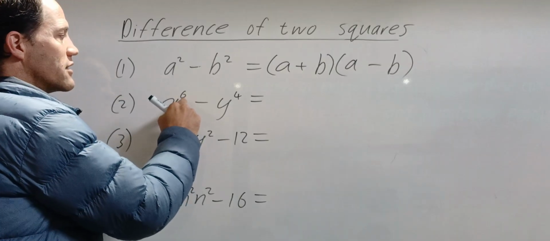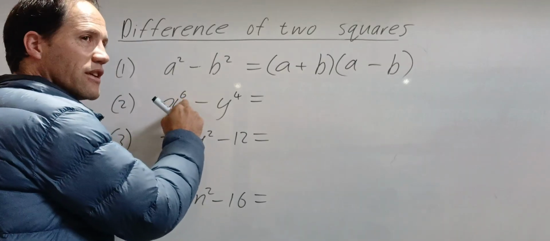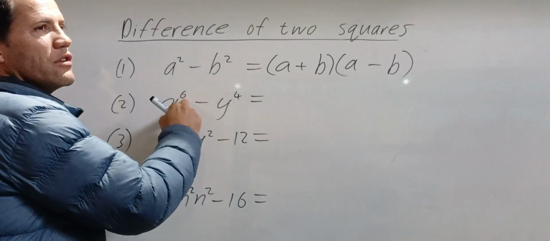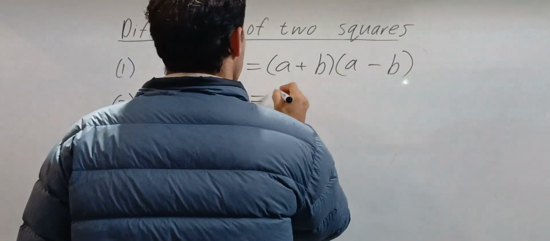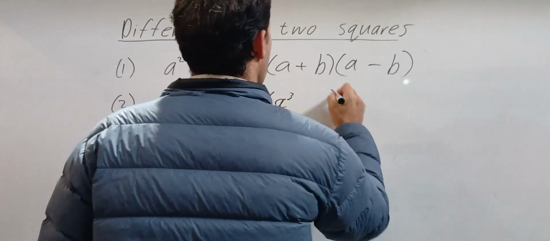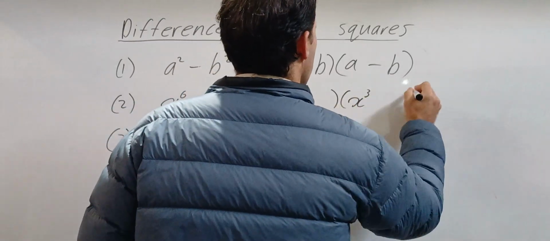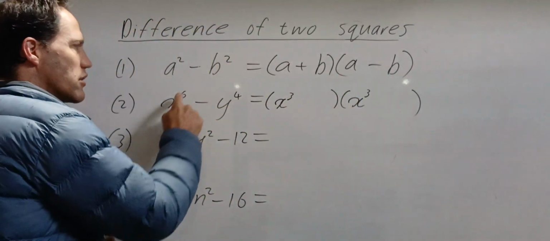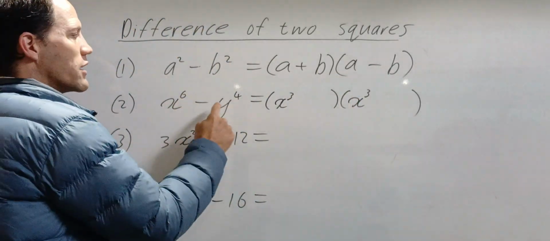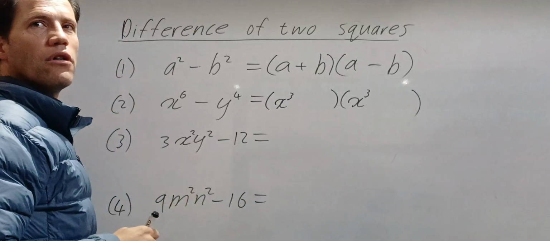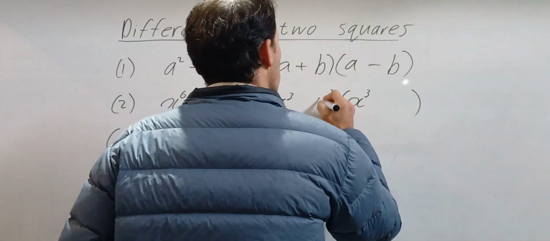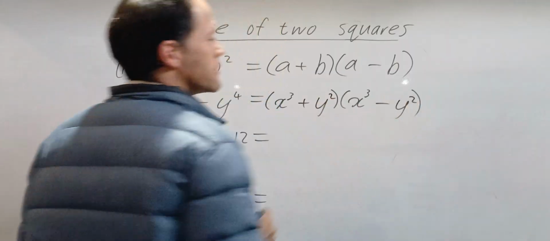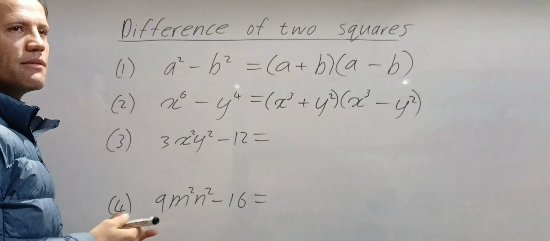So what is the square root of x to the power 6? That means, what is 6 divided by 2? 3. So in this case, we're going to say x to the power 3, x to the power 3, because x to the power 3 times x to the power 3 gives you x to the power 6. And then what's the square root of y to the power 4? Y to the power 2. Y to the power 2. And then you put in a plus and a minus. And then you're done. That's the method.